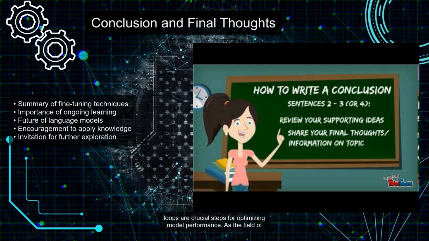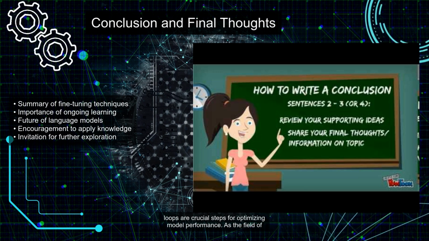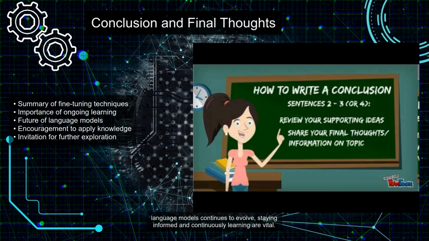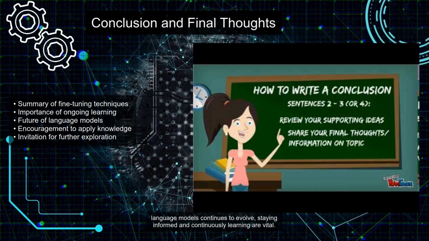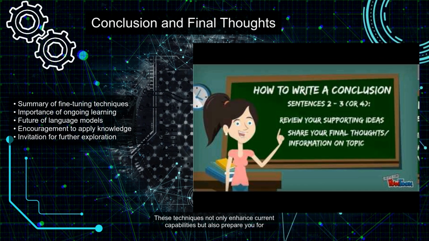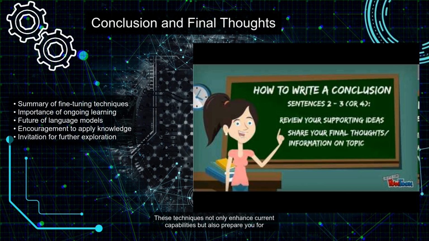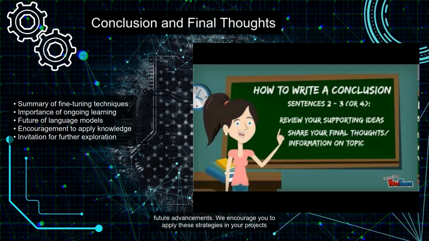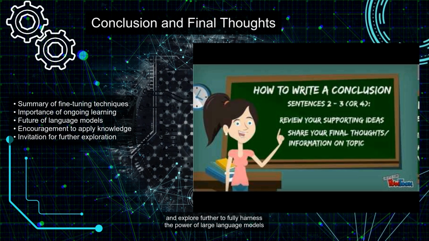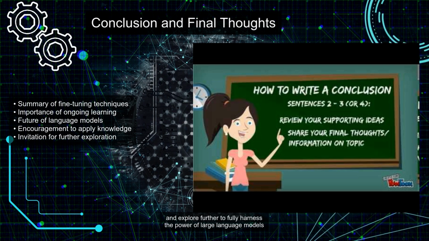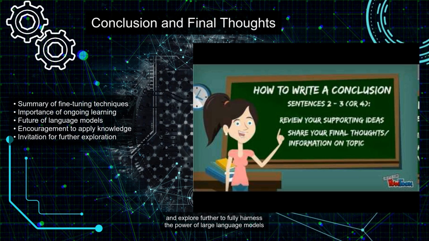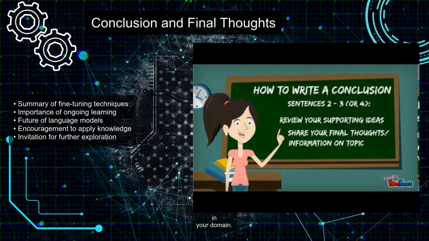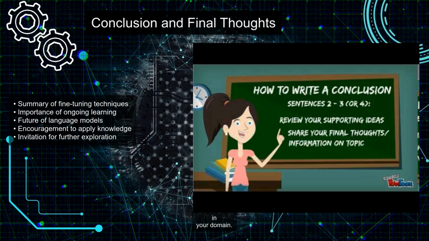Balancing model bias and variance, evaluating performance, utilizing frameworks, and integrating feedback loops are crucial steps for optimizing model performance. As the field of language models continues to evolve, staying informed and continuously learning are vital. These techniques not only enhance current capabilities but also prepare you for future advancements. We encourage you to apply these strategies in your projects and explore further to fully harness the power of large language models in your domain.